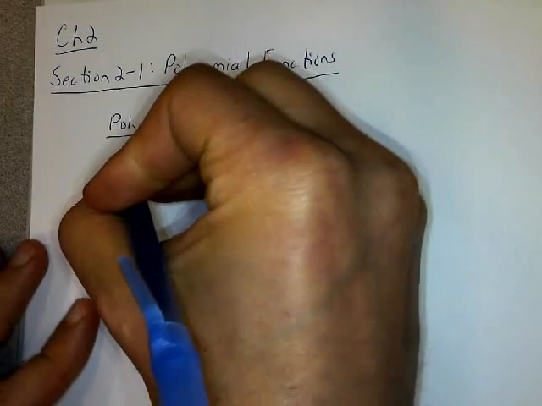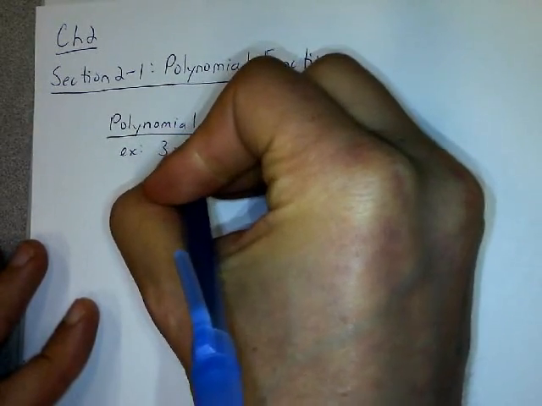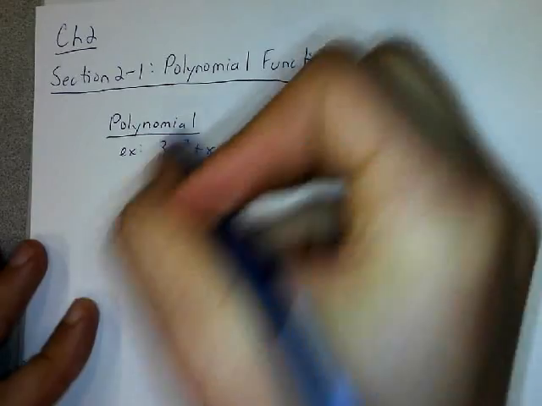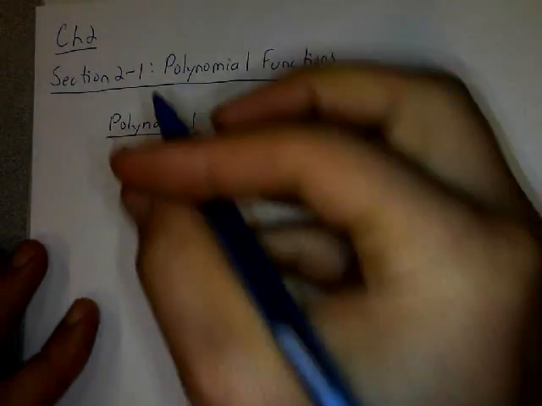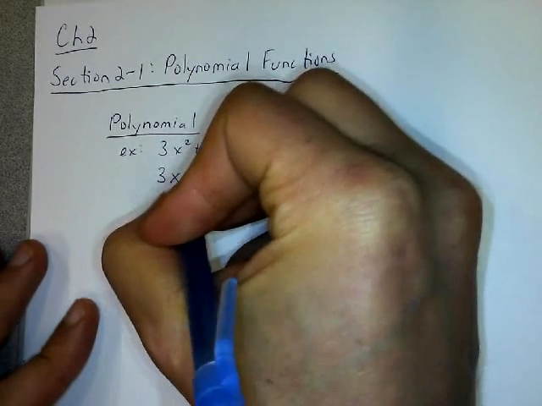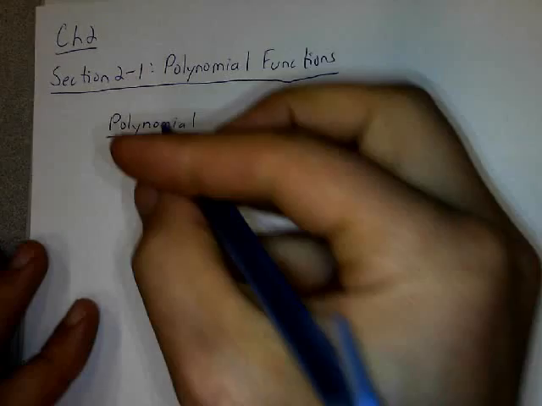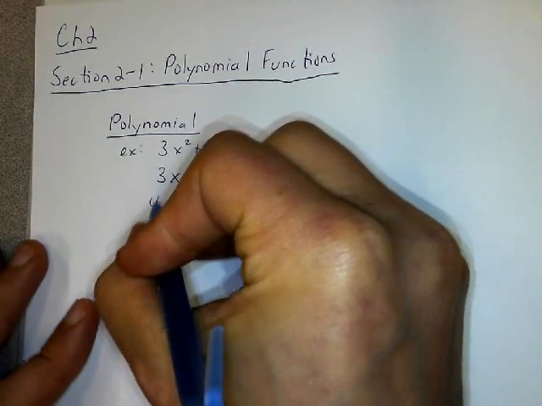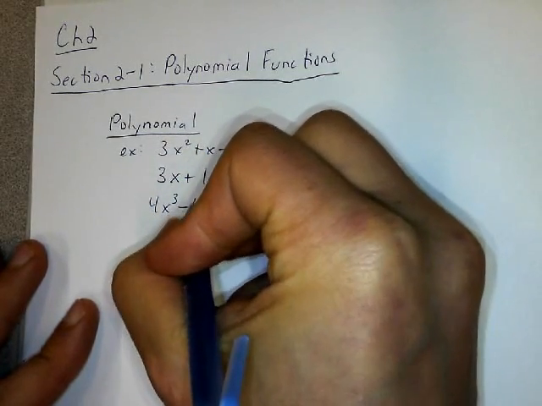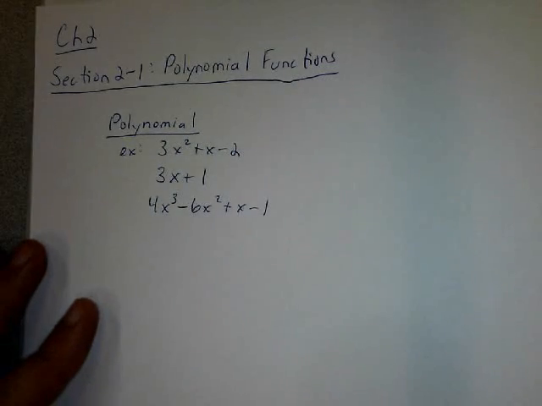A polynomial function, for example, is 3x squared plus x minus 2. So a basic quadratic function, or even a linear expression. Those are polynomials. They're just a string of x's. We could also take a cubic. So all those are polynomial functions.